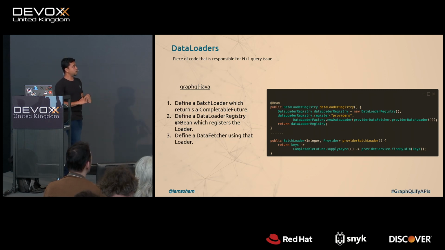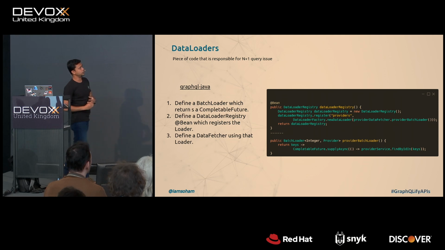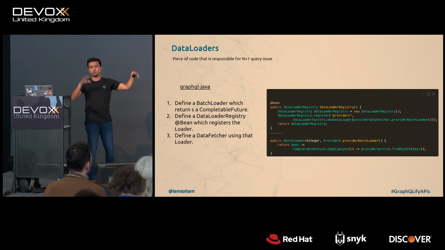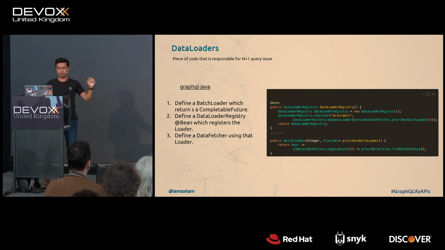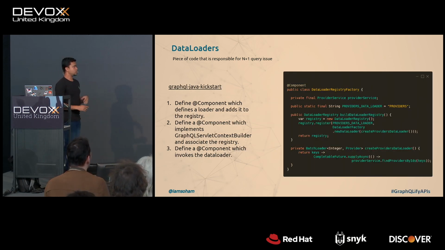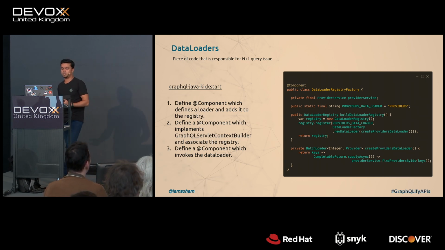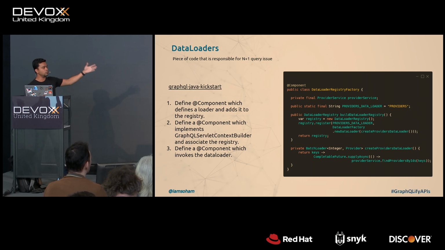In GraphQL Java, you do it like this. You need to define a completable future, and then you need to register that. So when GraphQL is resolving the mapping from services to provider, it uses this to fire those queries at the end. In Java Kickstart, it's a bit bigger. Same concept. You still have a completable future, but the way you map it is a bit different here.